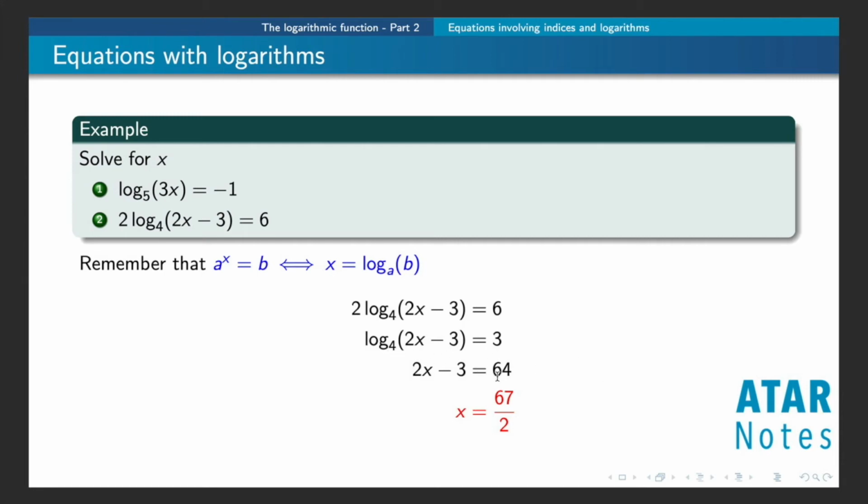So going from here to this line, what I'm really doing is I'm saying that, okay, 2x minus 3 should therefore equal 4 to the power of 3, which is 64. Once you solve that, you now get 2x minus 3 equals 64. From then on, everything is again just linear equations.